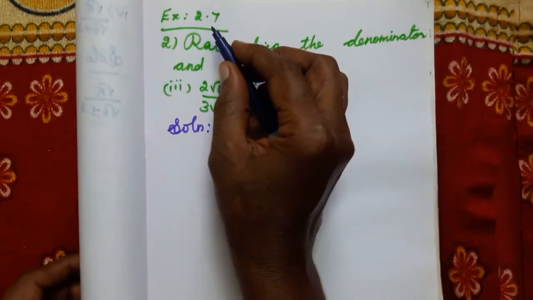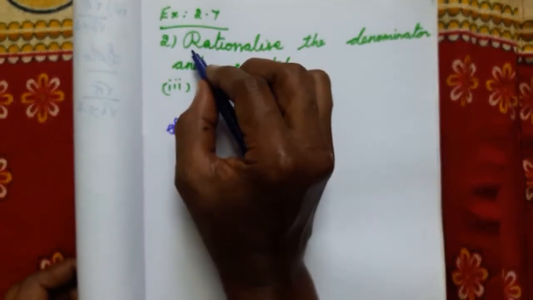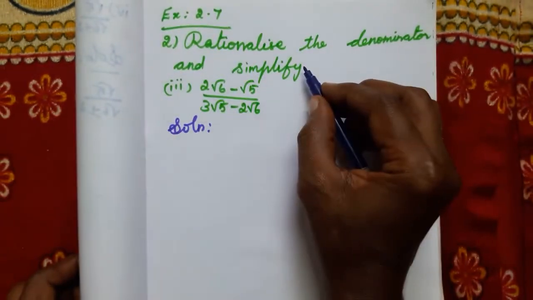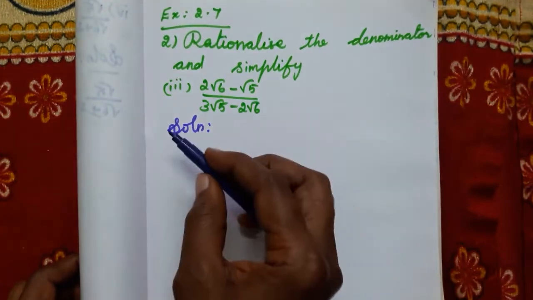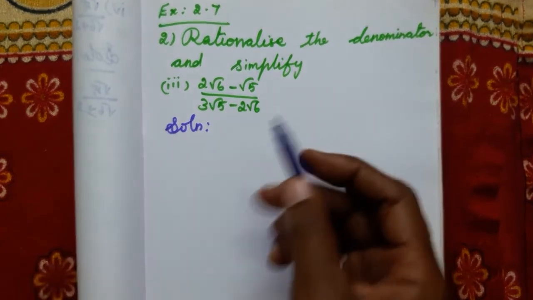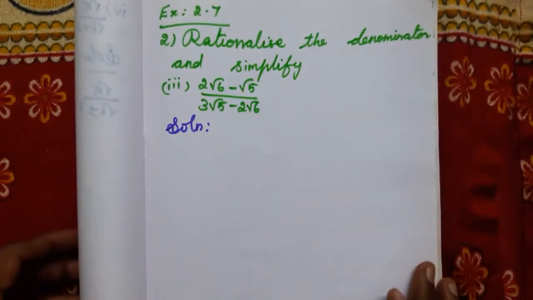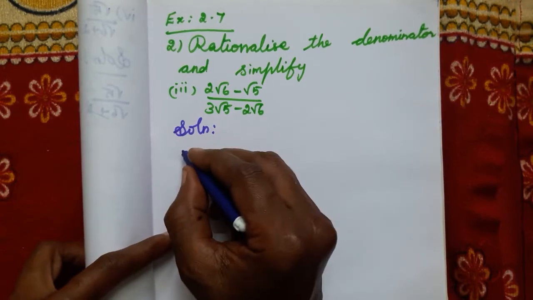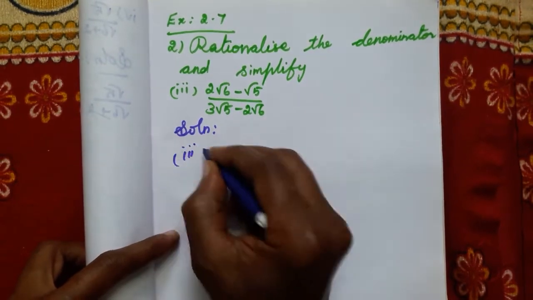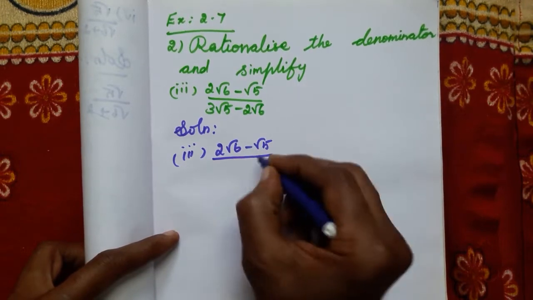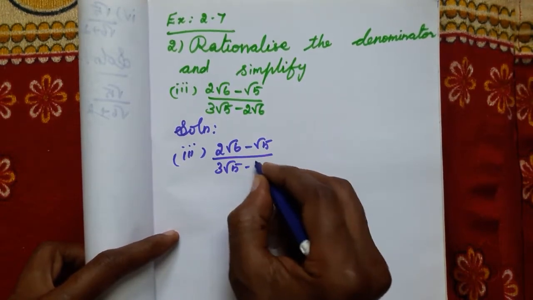Now, I'm going to explain exercise 2.7, second problem. Rationalize the denominator and simplify. The third one: 2 root 6 minus root 5 divided by 3 root 5 minus 2 root 6. The first problem I have already completed; the second problem you do as homework. So, 2 root 6 minus root 5 by 3 root 5 minus 2 root 6.